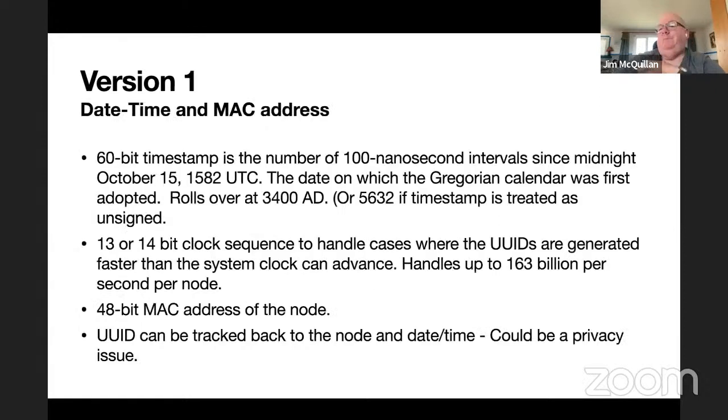So version 1, you can see here the layout. It's a 60-bit timestamp. It's the number of 100 nanosecond intervals since midnight of October 15th, 1582. That's a long time ago, so the dates can go way back. It's also a 13 or 14-bit clock sequence to handle cases where the UUIDs are generated.